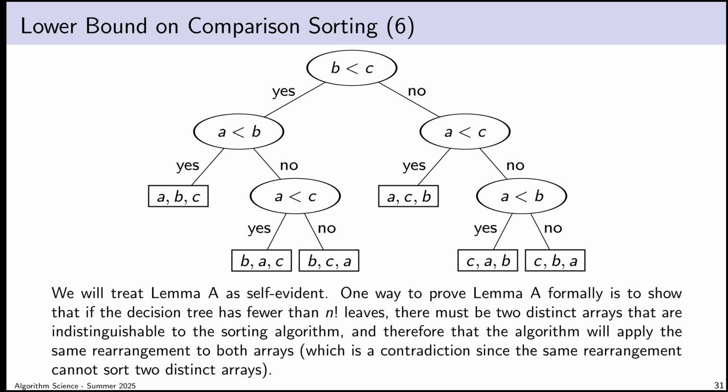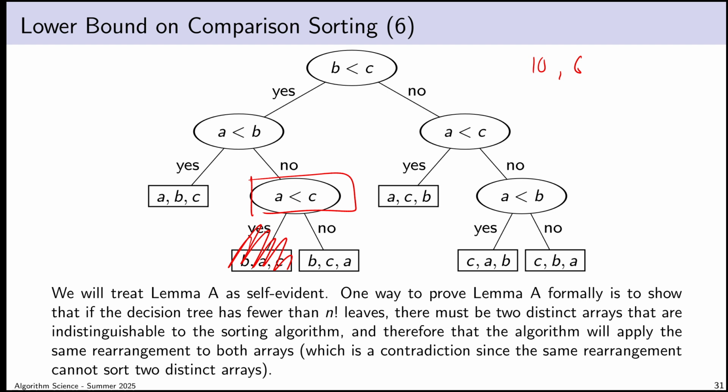I actually think that to a large extent that follows from the properties of sorting, so I will treat it as self-evident. If you wanted to write a hyperformal full proof of lemma A, my best suggestion is you could say, let's assume the decision tree has fewer than n factorial leaves. What you do in that case is show that there must be two different arrays that are distinct, that have different orderings.